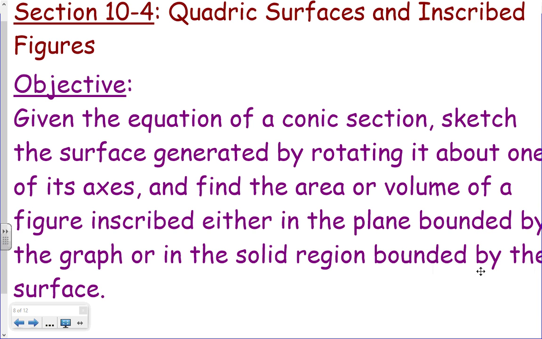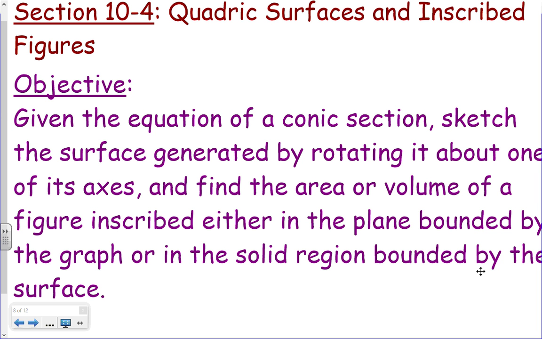All right, open your book up to section 10-4. This is quadric surfaces and inscribed figures. This is on page 516 in your book. We've already covered the first half of this objective. Given the equation of a conic section, sketch the surface generated by rotating it about one of its axes. That was what we did in the first half.